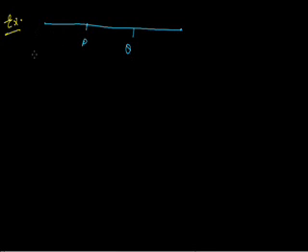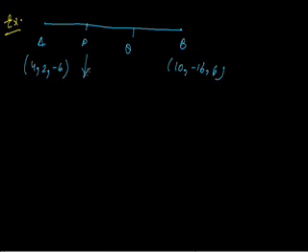We'll start with the next question. We have to find the points P and Q, which are trisecting the line segment joining A and B. A is equal to 4 comma 2 comma minus 6, and B is equal to 10 comma minus 16 comma 6. For calculating P, I'll draw the diagram again.